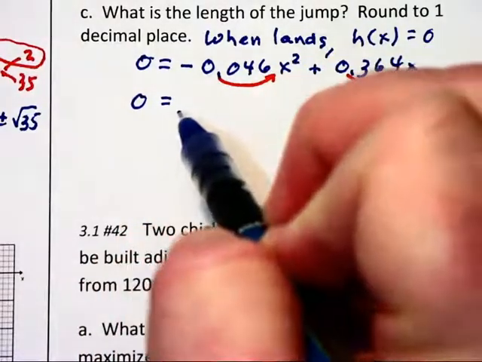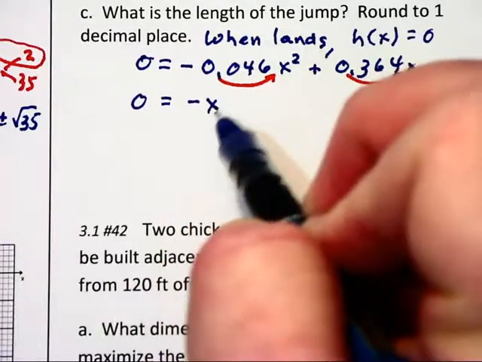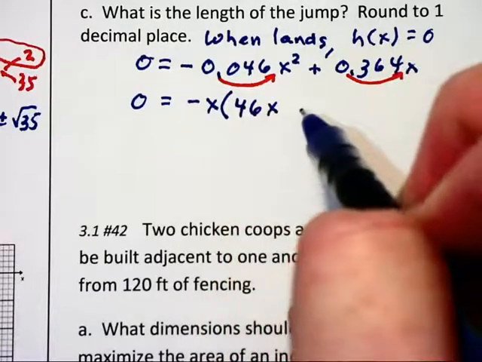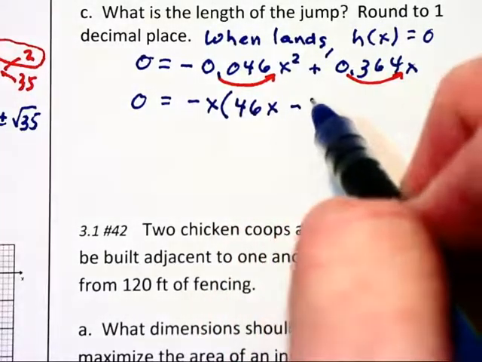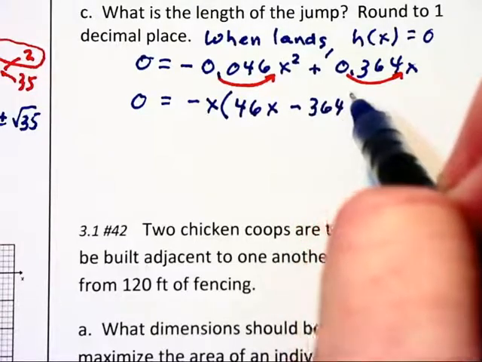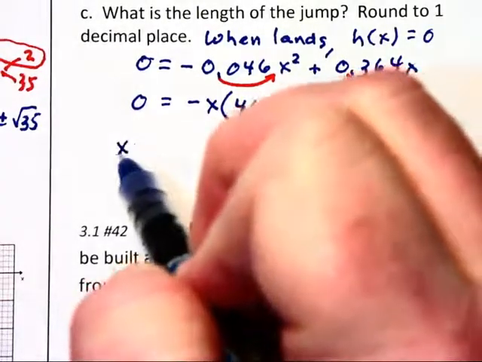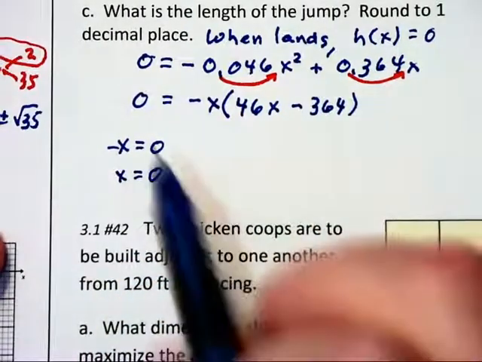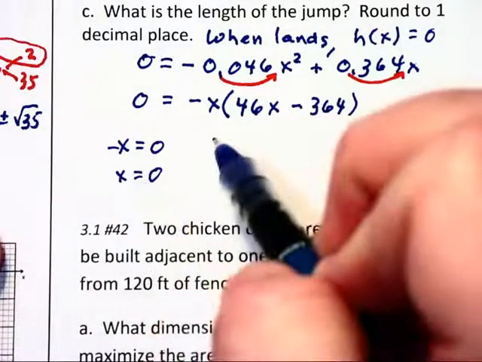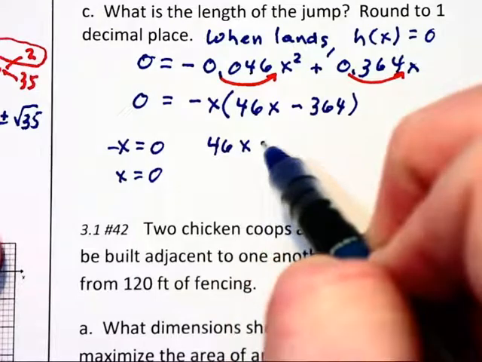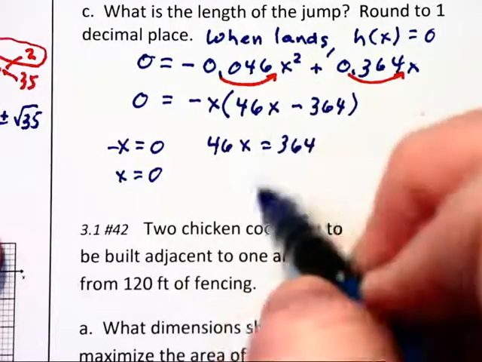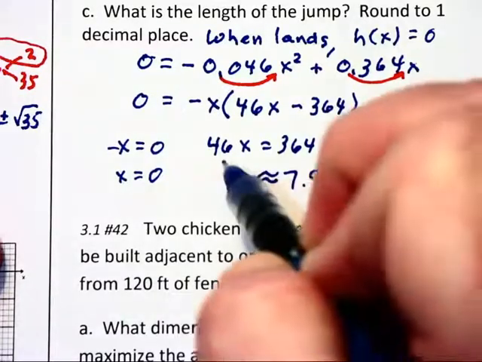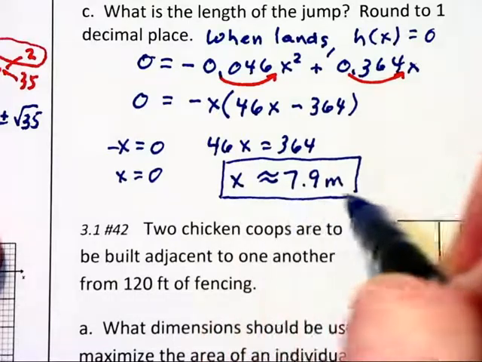I'm going to factor out a negative x and have 46x minus 364. Now, when we solve this equation, we get x equals 0, or negative x equals 0. Well, that means the height was 0 where he started jumping, so that's a no-brainer there. And then we have 46x equals 364, and that tells us that x is approximately 7.9 meters when I round to 1 decimal place as the problem requests.